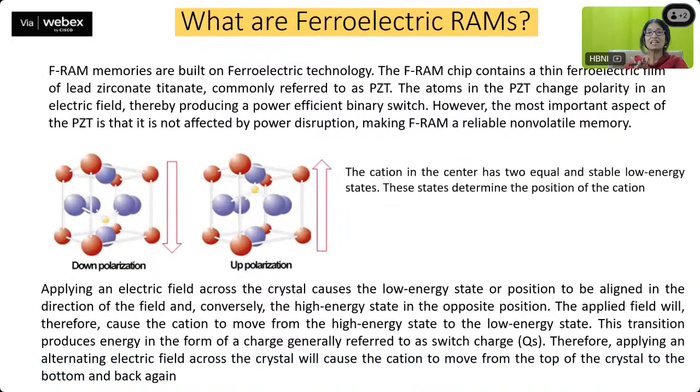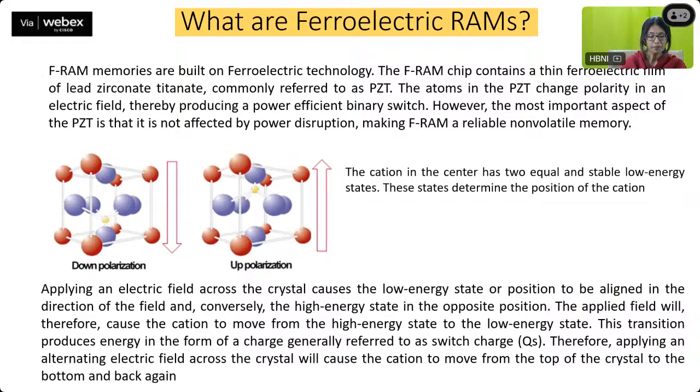So what are these ferroelectric RAMs? We said ferroelectrics are important, and the application is in ferroelectric RAMs. This is built on ferroelectric technology. The FRAM chip contains a thin ferroelectric film of lead zirconate titanate, commonly referred to as PZT. The atoms in the PZT change polarity in an electric field, thereby producing a power-efficient binary switch. However, the most important aspect of PZT is that it is not affected by power disruption. So it makes ferroelectric RAMs a reliable non-volatile memory.